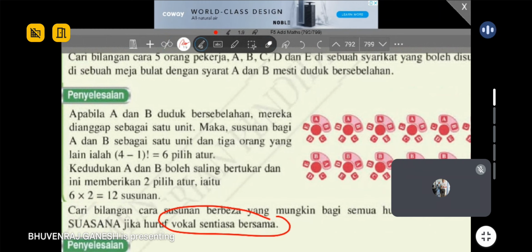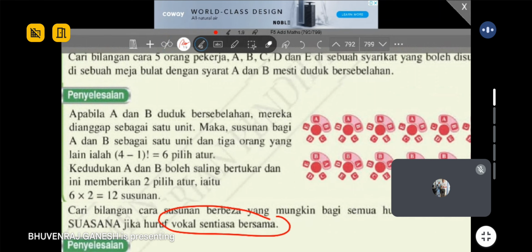Very famous question also. They like to ask this. All come under one group, bersama. So you must know how to do this kind of question also. So anyone want to give a try?